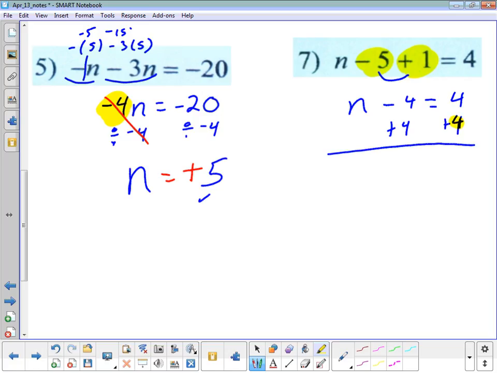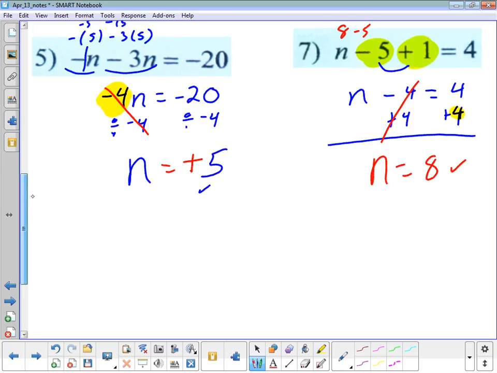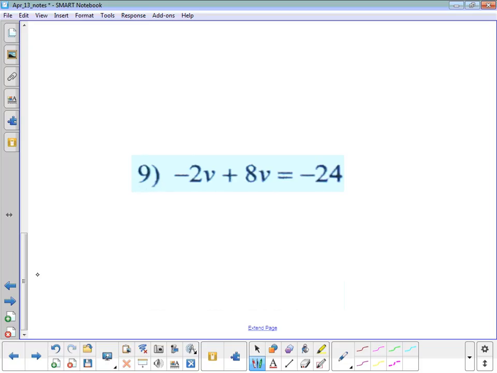On the left, the minus 4 and positive 4 cancel off. Notice they have opposite signs. That's why they cancel off. That gets me n equals 8. Now I can check that. 8 minus 5 is 3, and 3 plus 1 is 4, so that does work. You can always check your work when you have an equation that you're supposed to solve.